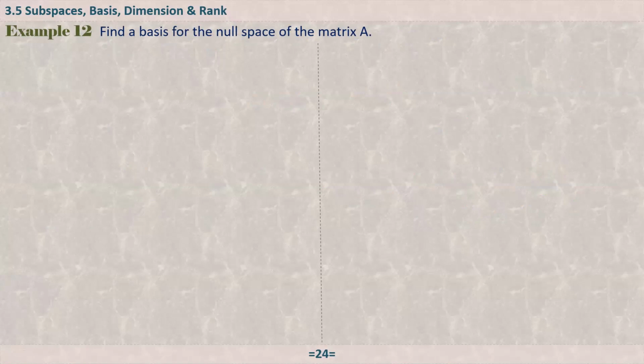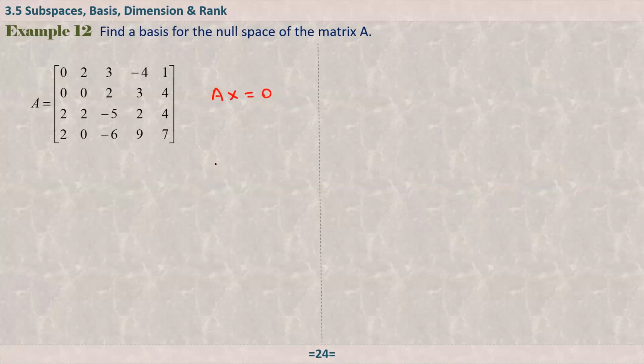Okay, here we have another example. Find a basis for the null space of the matrix A. Here we are given matrix A and null space. So again, there's really nothing new except the terminology. We simply have to find and describe the solutions of the homogeneous system, that is AX is equal to 0.